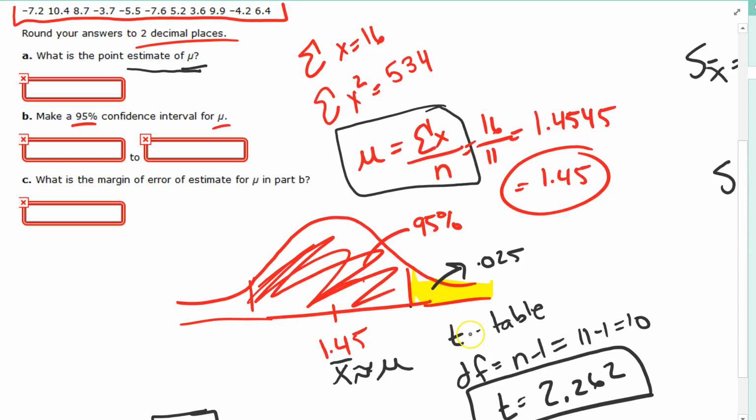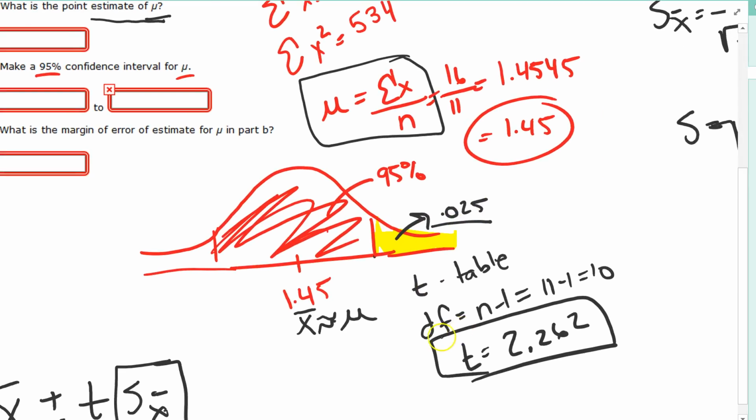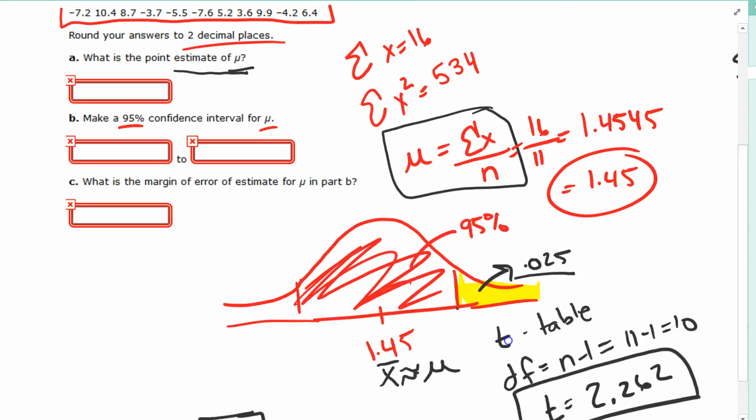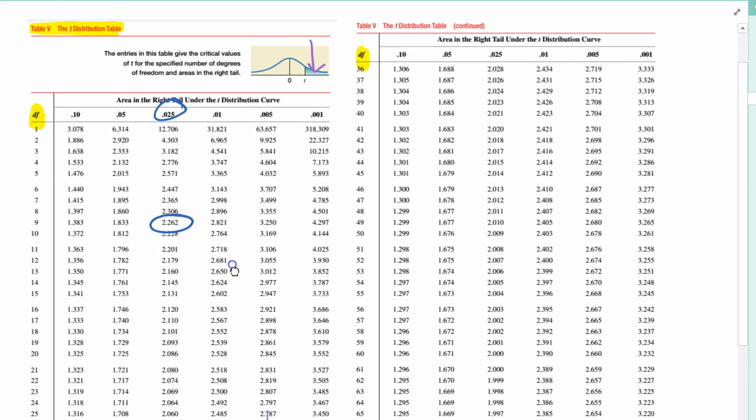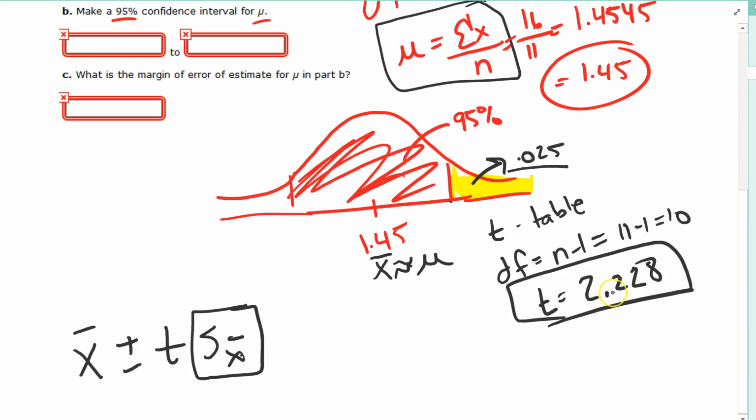If we have a normally distributed curve and we want a 95% confidence interval, then we're going to have to look at the t-table for the df, which is n minus 1. N in this case is 11, so the df is 10. Going to the distribution table with df being 10, we get 2.228 for the tail to the right of 0.025.